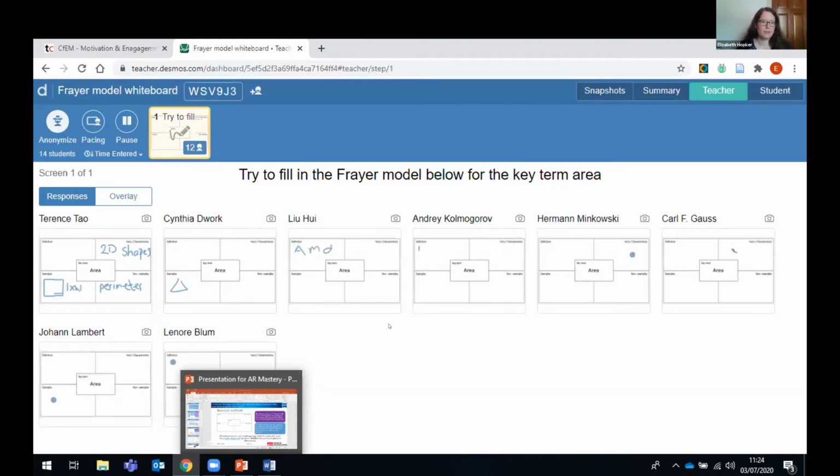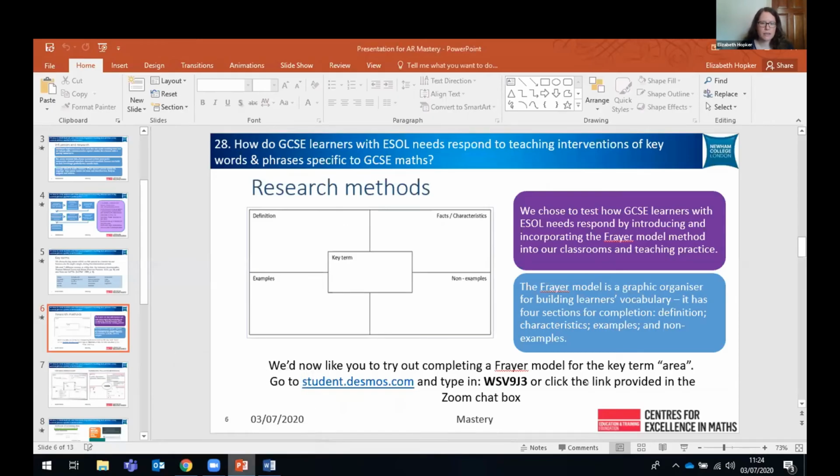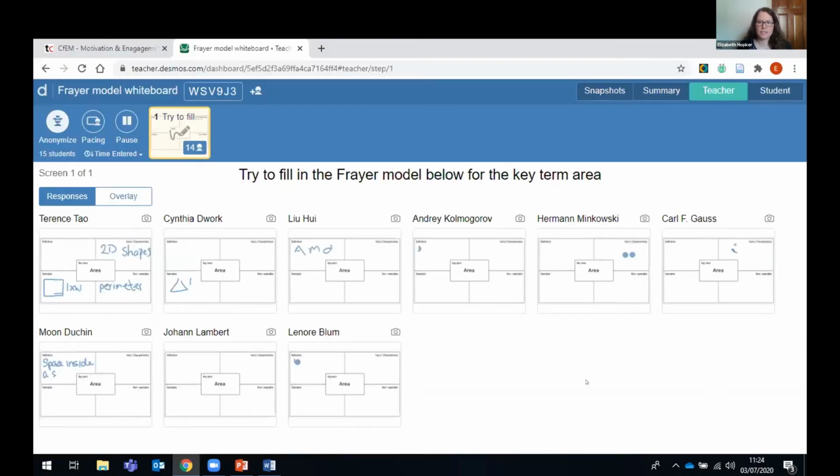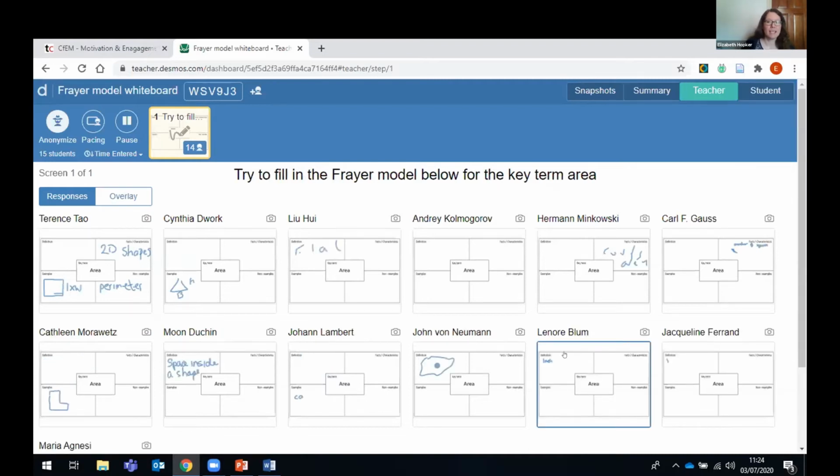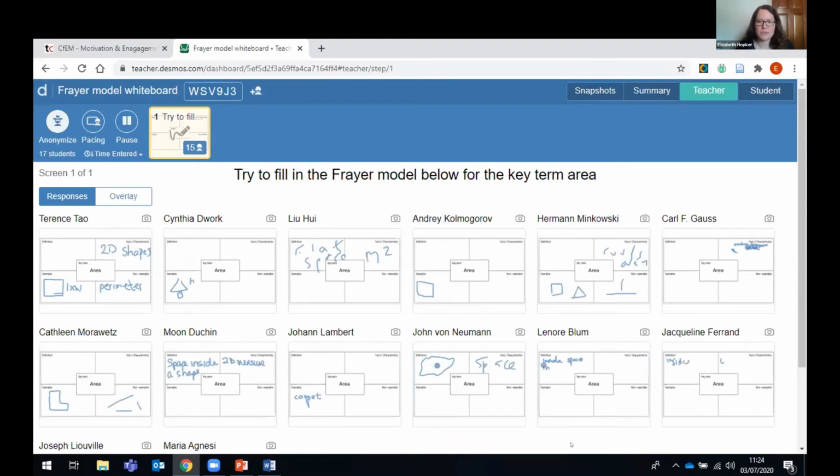So we've got some examples of a triangle, and some definitions that people have come up with. It is often the case that with teachers, we think of the definitions ourselves. It is worth remembering what your learners might put, and any common misconceptions that they might have. We'll come on to that a little bit later. Oh, I like the pictorial representation there of the space inside the shape, sort of trying to draw it. And we've got some non-examples of lines, things like that.